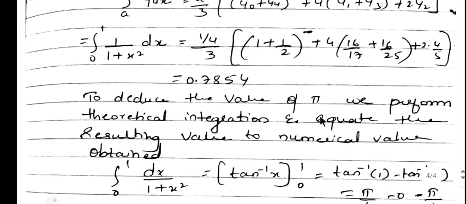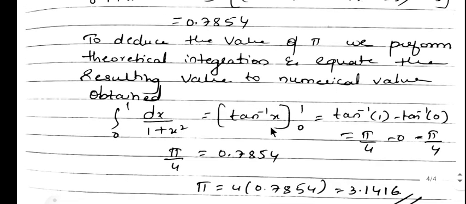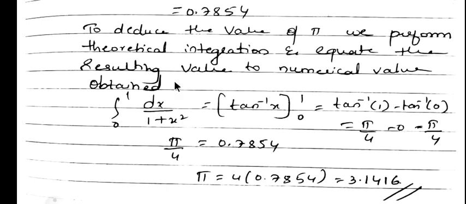Therefore, to deduce the value of pi, we perform theoretical integration. That is, given integral is integration from 0 to 1 dx divided by 1 plus x square. The integration of this is tan inverse x. And this is lying from 1 to 0. Therefore, upper limit is 1 and the lower limit is 0. Therefore, upper limit minus lower limit, that is tan inverse of 1 minus tan inverse of 0. Tan inverse 1 is nothing but pi by 4, and tan inverse of 0 is 0. Pi by 4 minus 0, which is nothing but pi by 4.